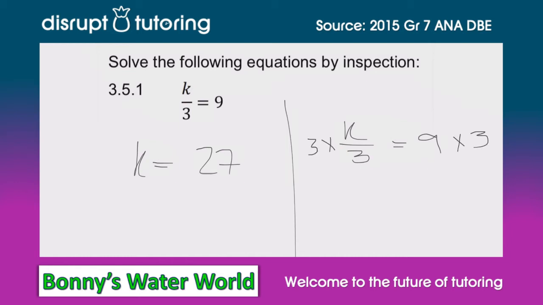Why do we times both sides? Because if you only do it on the one side, then the equal sign doesn't mean anything, because one side is no longer the same as the other side. So you've always got to do what you do on one side on the other side as well. Now we know that those 3's are going to cancel out, and we're left with k is equal to 27, which is exactly the answer we got through our inspection, where we just applied our understanding of the 3 times tables, and we said that 27 divided by 3 equals 9.